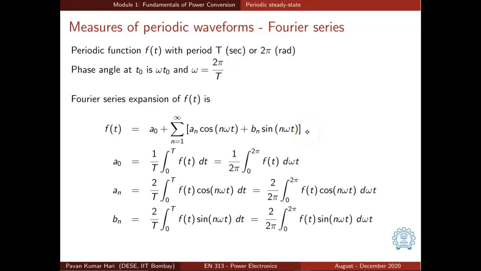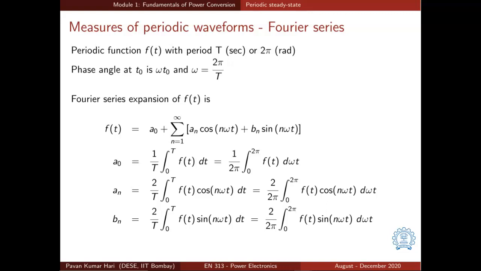This is known as the Fourier series expansion of f of t, and a_n and b_n are the coefficients in the Fourier series expansion. The periodicity of f of t can also be expressed in terms of phase angle in radians, as it is convenient to deal with angles when trigonometric functions are involved. The phase angle corresponding to a time instant t naught is omega t naught, where omega is 2 pi by capital T. Thus, the time period of T seconds becomes equivalent to 2 pi radian.